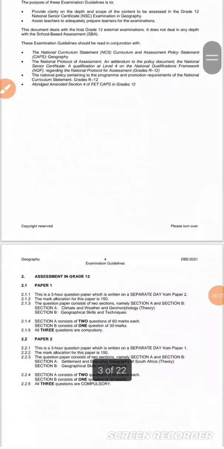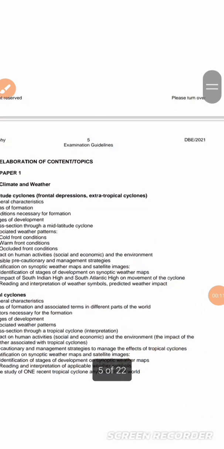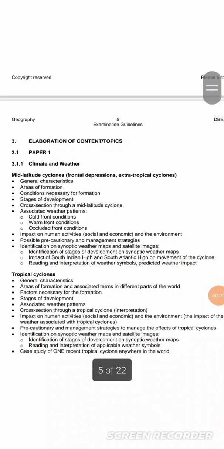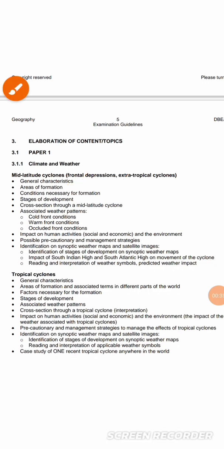Let's look at the characteristics of mid-latitude cyclone as indicated here on your exam guidelines. Then we have the characteristics and the area of formation and the conditions necessary for mid-latitude cyclone to form.